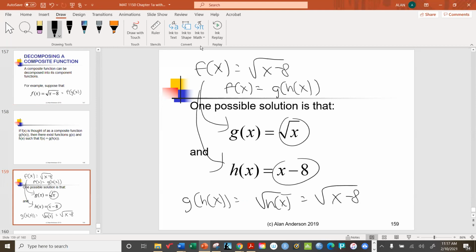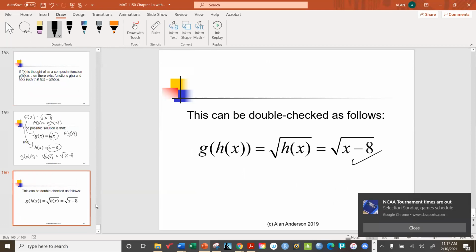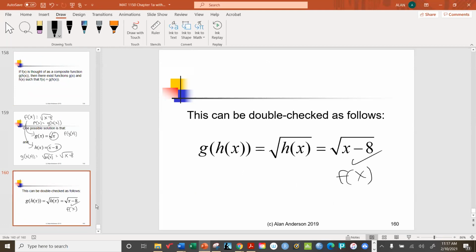So basically, we're working this backwards. This composite function, we're essentially creating one from two individual functions. And you can prove it just by plugging everything back in, and you can see that, yes, indeed, this is our original f of x. Okay. All right.